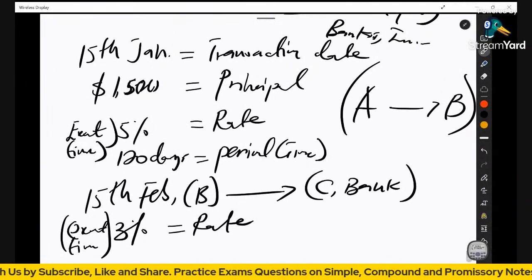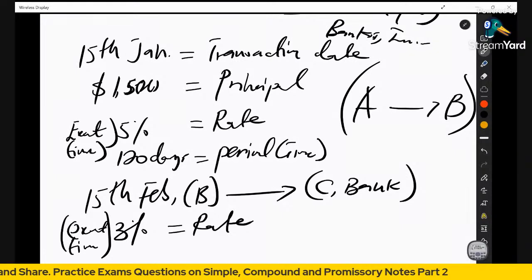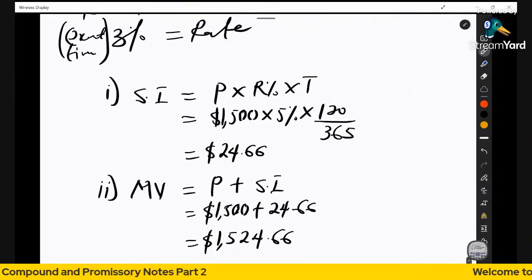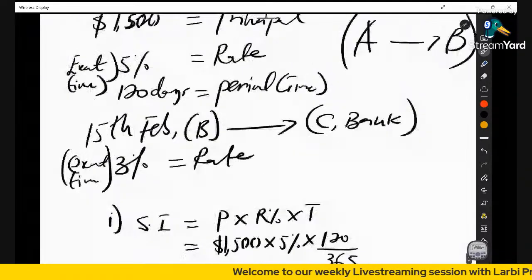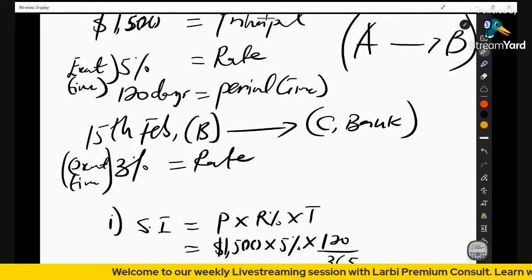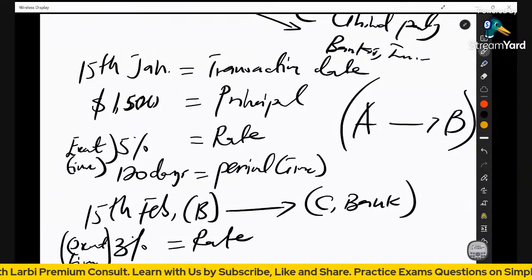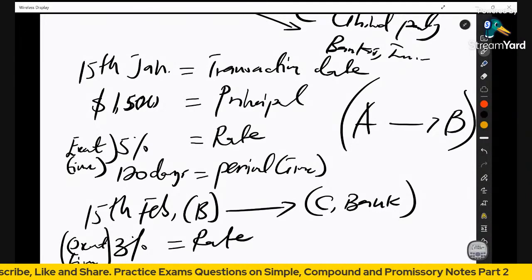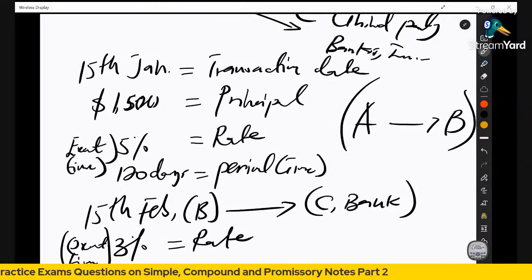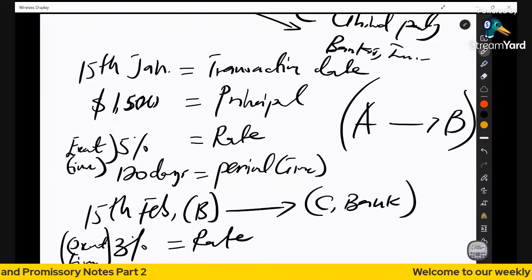But here lies the case. Party B couldn't wait for the loan to mature to receive 1,524.66, and then within the period decided to transfer the note to a financial institution called Party C, who is now the bank, to assume the risk of the whole transaction. So what is happening here? You ask yourself, before we can know that, we also need to calculate the due date between Party A and Party B, right?